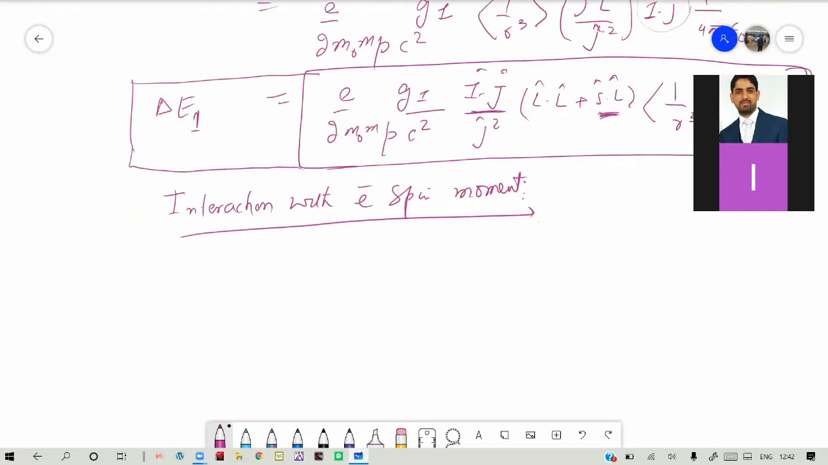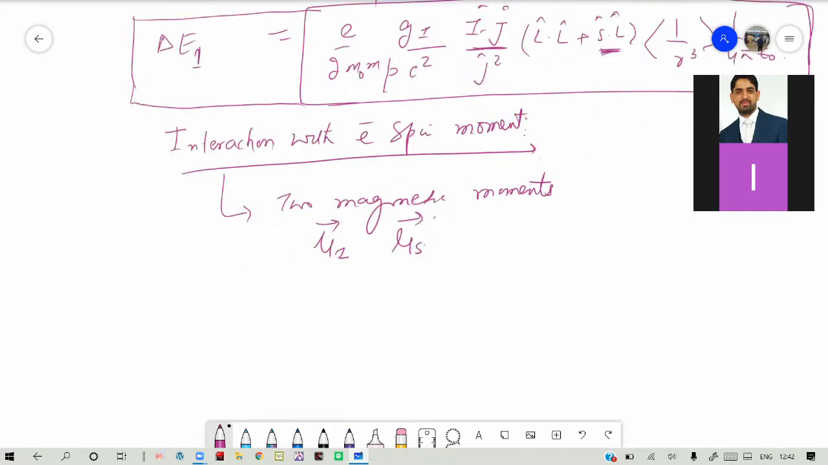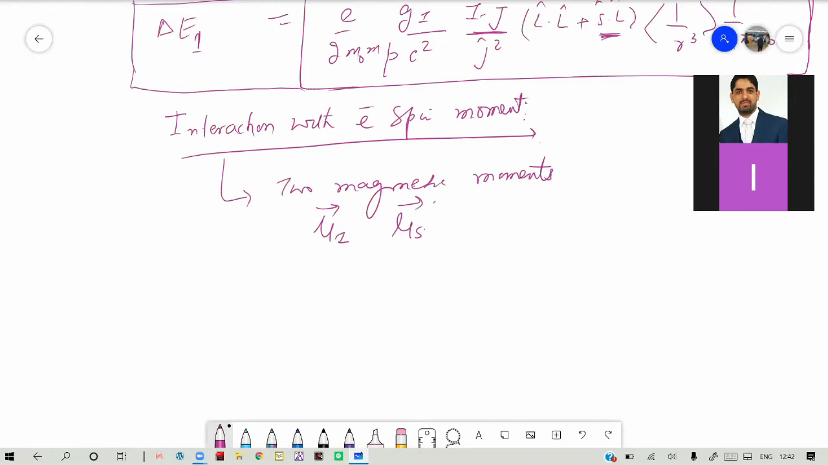So there are two magnetic moments. One is mu I and one will be mu s. This will be for the nucleus, and this will be for the electron. And they interact. So when they interact, there will be an interaction and the Hamiltonian, or the energy term, due to the interaction, let it be H2, due to two dipole moments. How do we write it? I hope you might have seen it in electrodynamics.